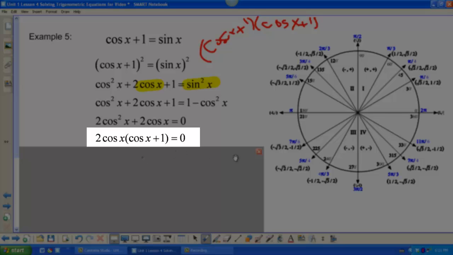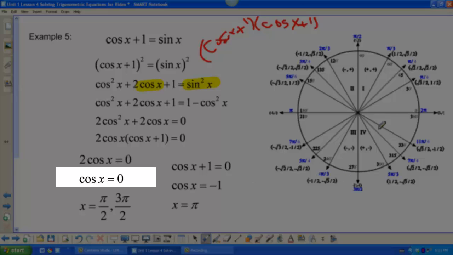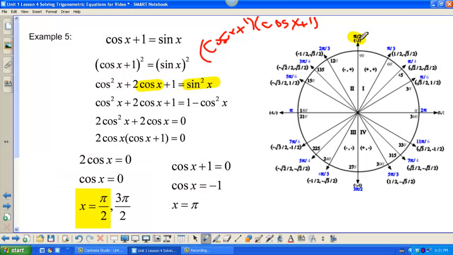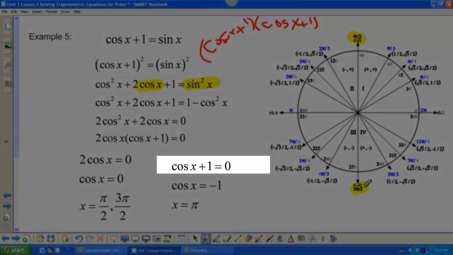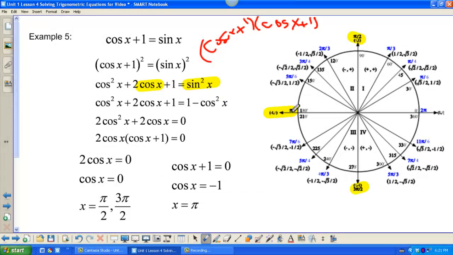Next, I use the zero product property, and when I look at 2 cosine x equals 0 and divide by 2, I need to find x values that are 0. So again, that occurs at pi over 2 and at 3 pi over 2. When I look at cosine x plus 1 equals 0, subtract 1, I am looking for where the cosine x is equal to negative 1, and that occurs at pi. So my final answers in the interval from 0 to 2 pi are pi over 2, 3 pi over 2, and pi.